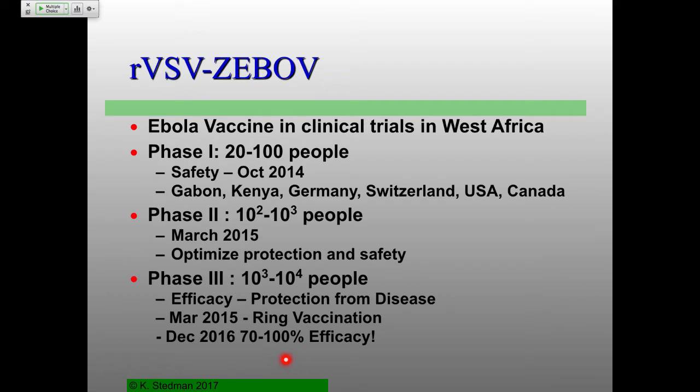The only problem is that the disease was basically going away by itself because of good public health control mechanisms. But it is a really very good and functional vaccine. And what people did in this particular case, since there was an outbreak, is if they had a case, then they would vaccinate everyone around that case. And that would be what they call the ring vaccination strategy.